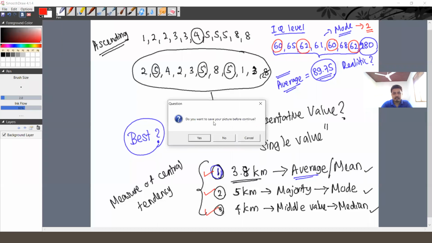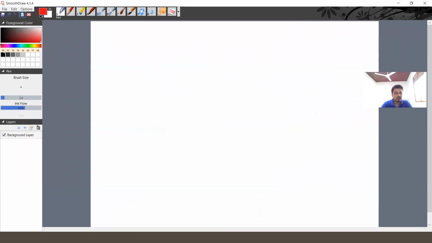Okay. So I want you to take down this with me. This is kind of a summary of this chapter. So please take down this with me. Please note this term, measures of central tendency. I am writing a summary of this chapter. So please note this term.